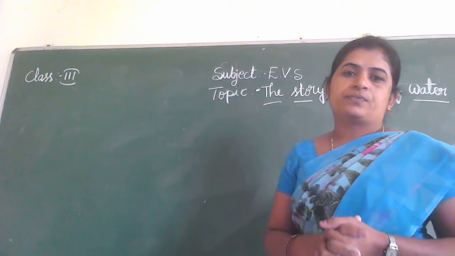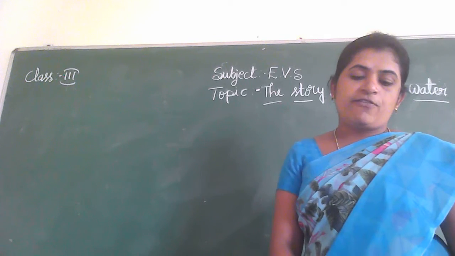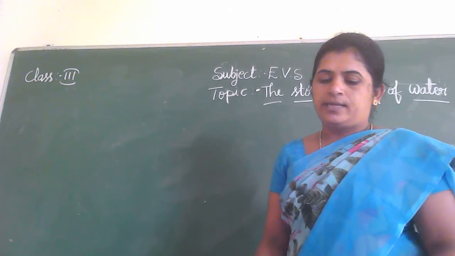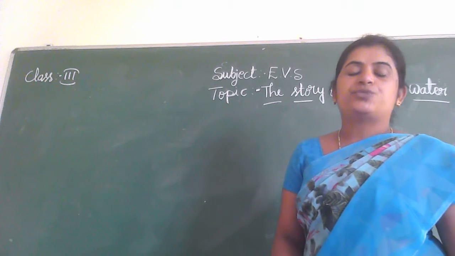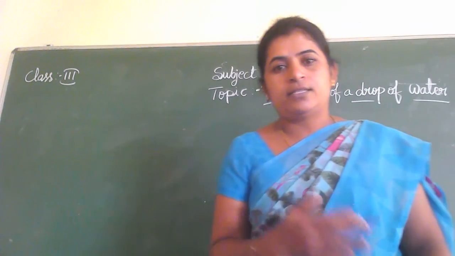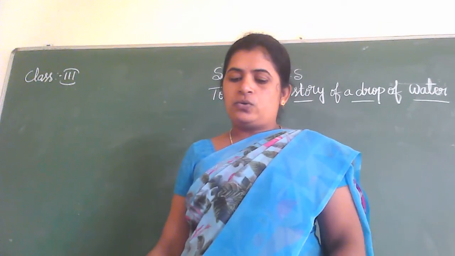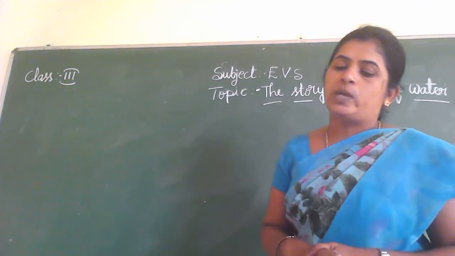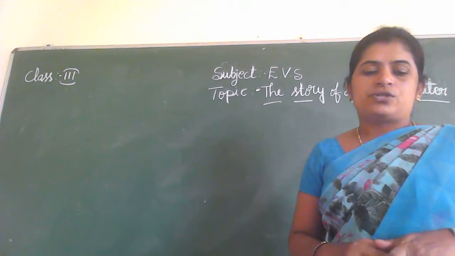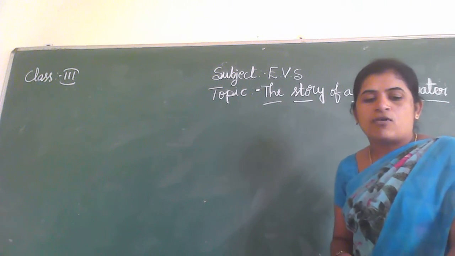New lesson. What is the new lesson? The 4th chapter, the story of a drop of water. In the previous class, we learned a lesson. What is the lesson name, children? Judgment of the whole. Main concept, living things and non-living things. Today we will discuss the new lesson, the story of a drop of water. We are going to start the 4th lesson, children. Let us learn the story of a drop of water.